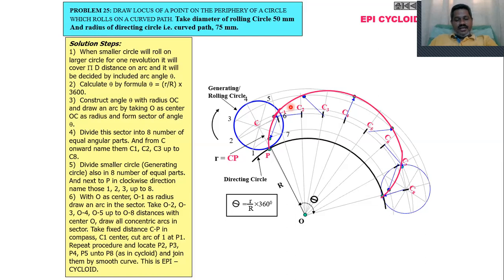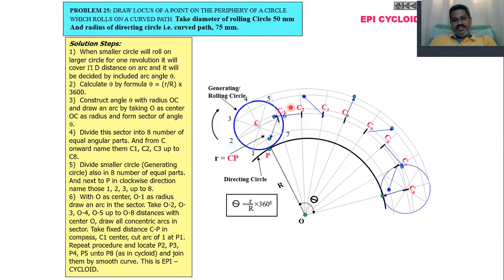Epicycloid means, as I defined, the path traced by a point on the circumference of a circle when it rolls on a circular path. That circular path we call the directing circle. The circle which is rolling on the arc is called the generating circle. This procedure is adopted to draw epicycloid.